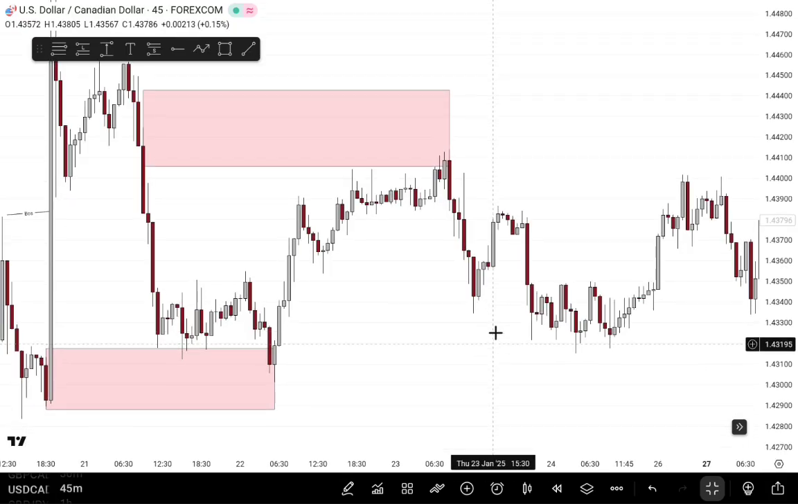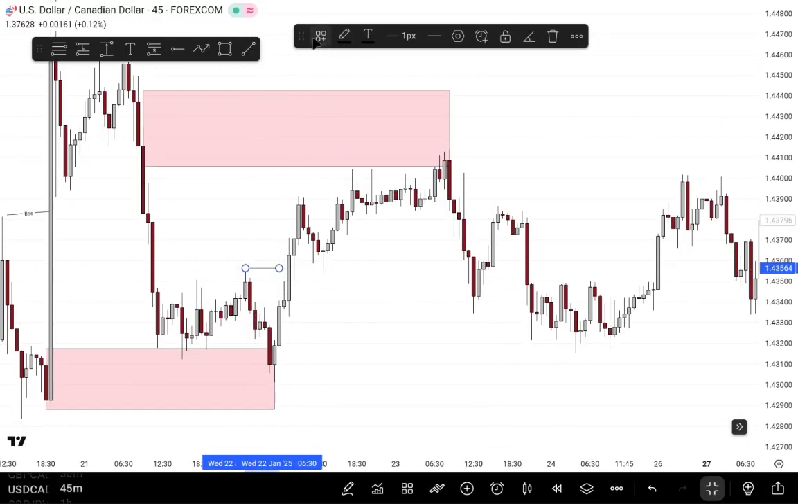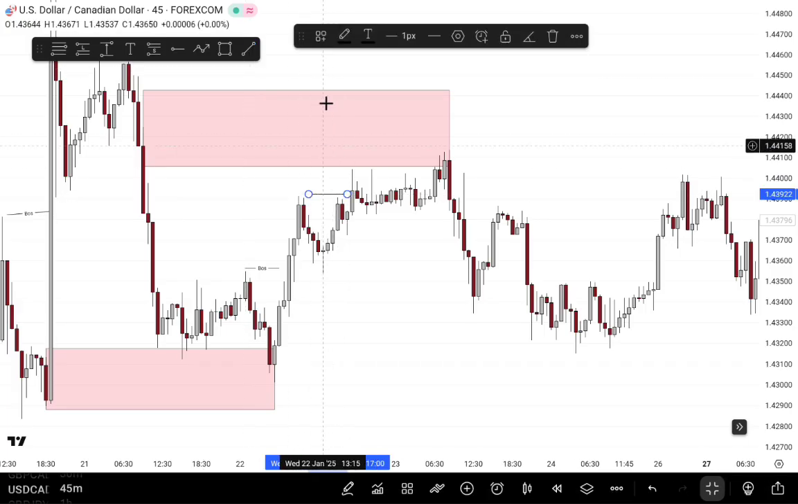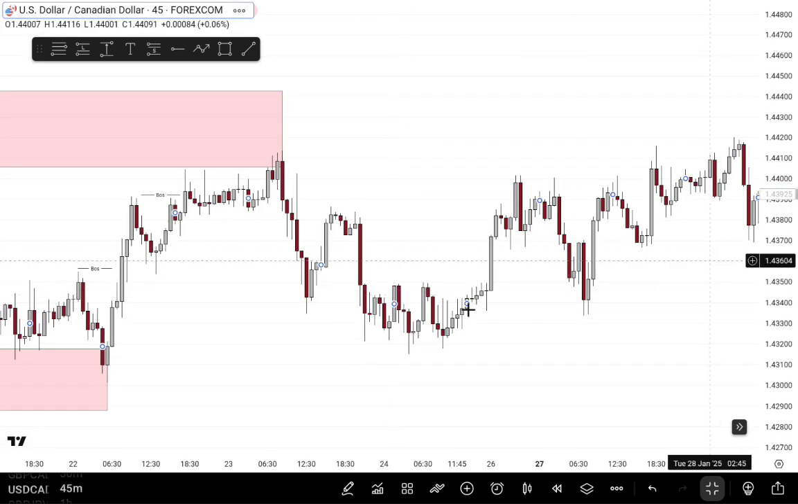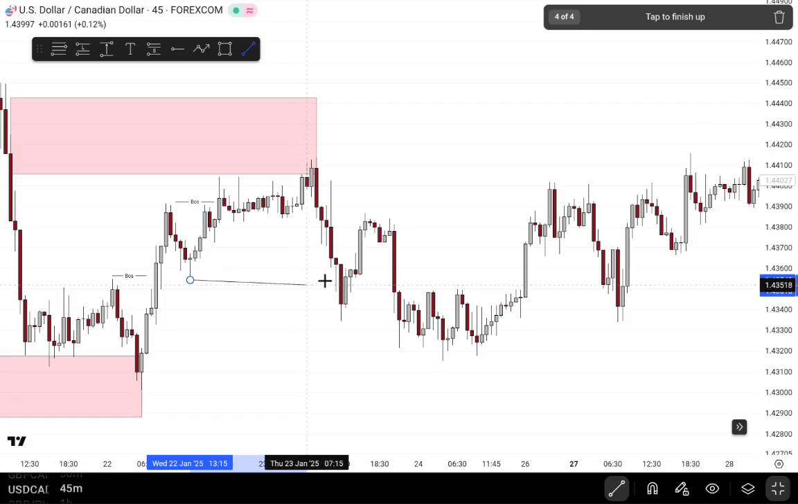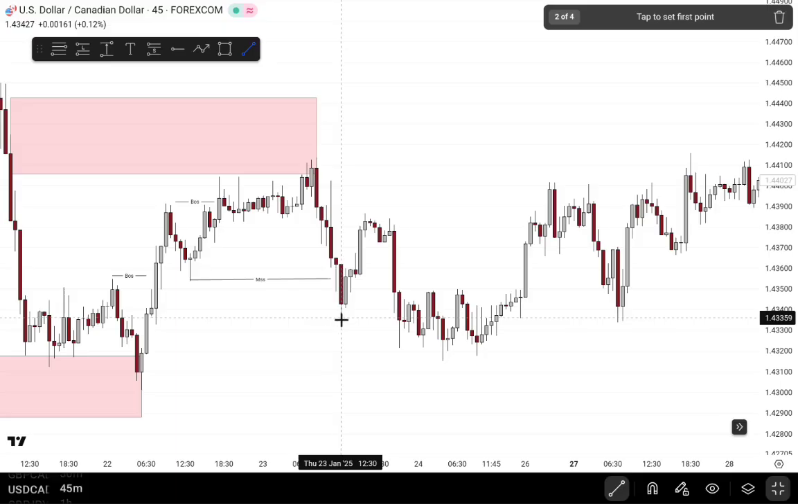Alright, so we also have a break of structure to the upside after the reaction. We also have another break to the upside at this point, and another break to the upside at this point. After that, price gave us a market structure shift. From here, there is a market structure shift, and we also had another break to the upside.